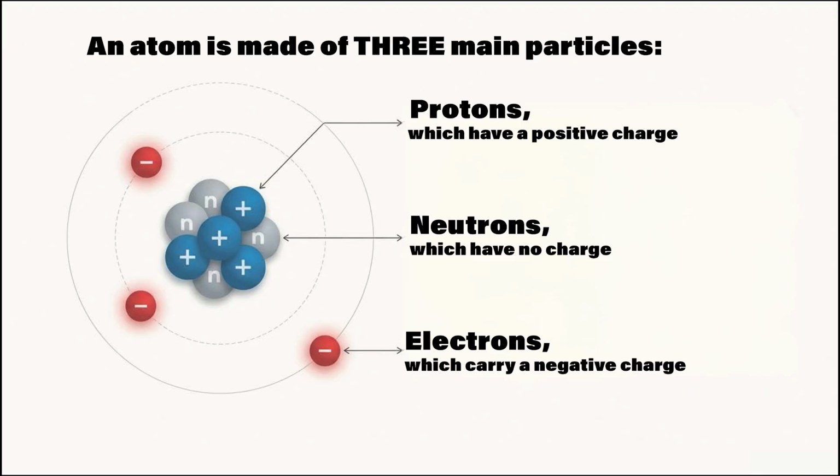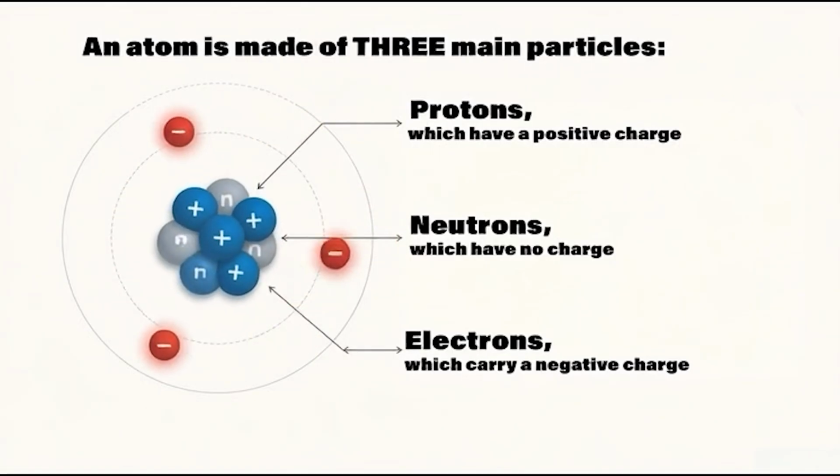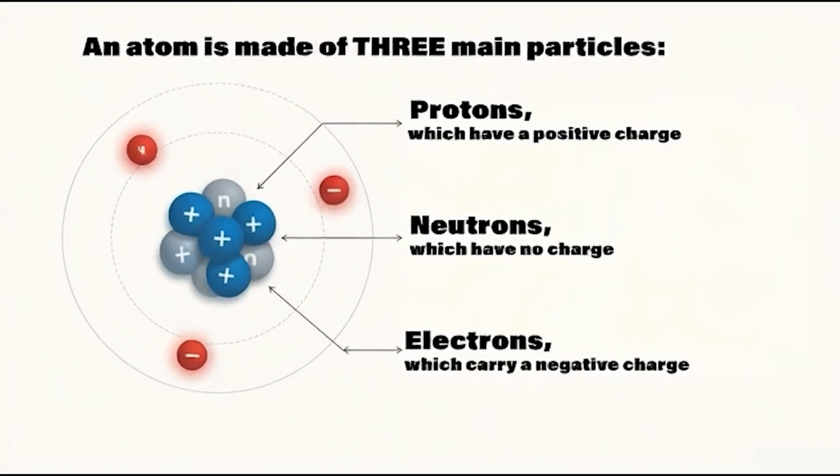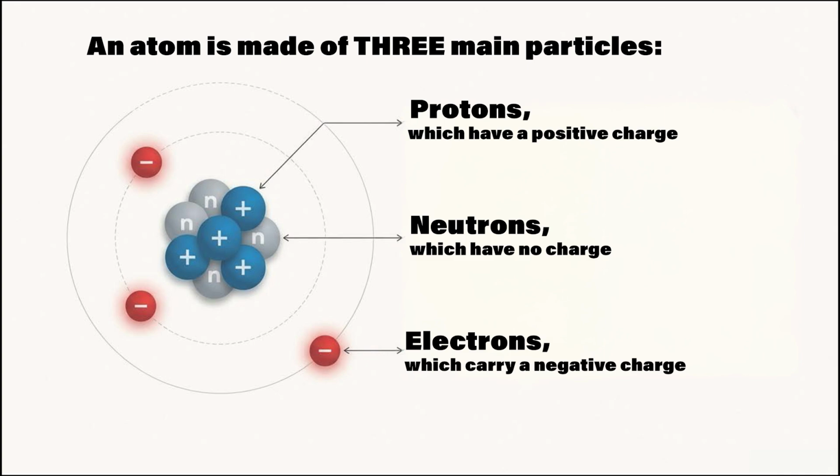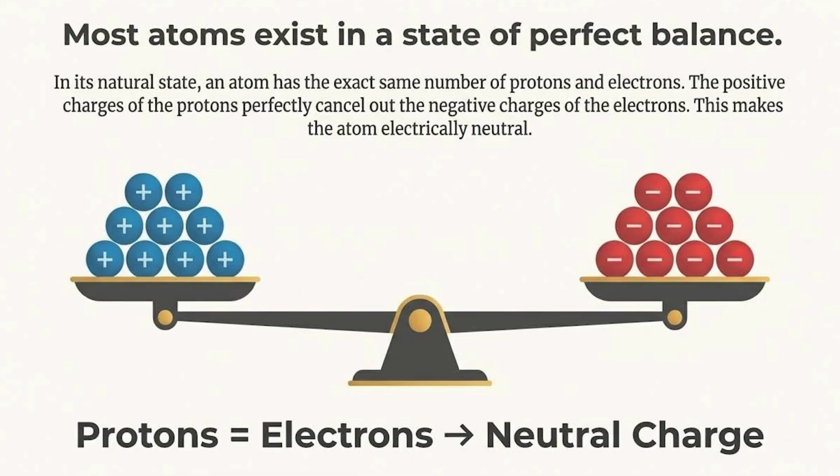Before we understand ions, we need to understand atoms. An atom is made of three main particles: protons, which have a positive charge, neutrons, which have no charge, and electrons, which carry a negative charge. The number of protons is the most important part because it defines the element. Typically, the number of electrons equals the number of protons, which means most atoms are electrically neutral. The pluses and minuses cancel each other out.